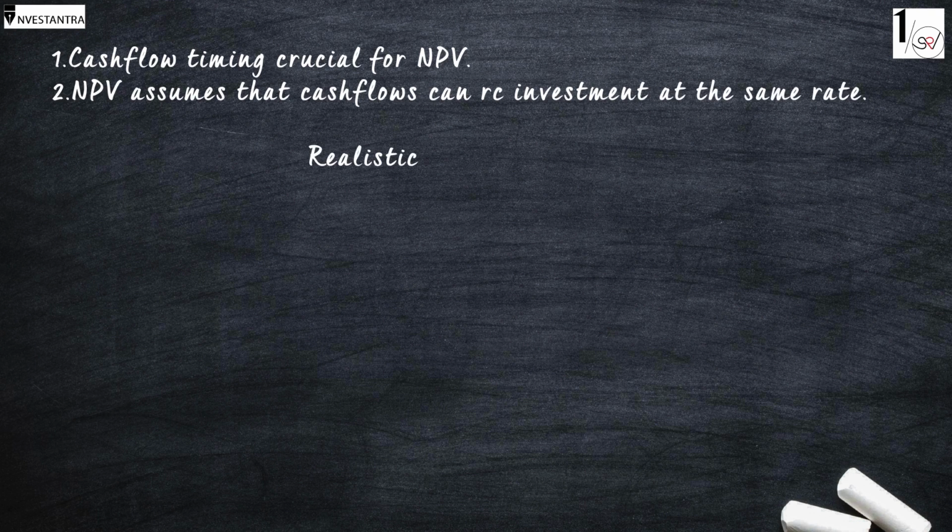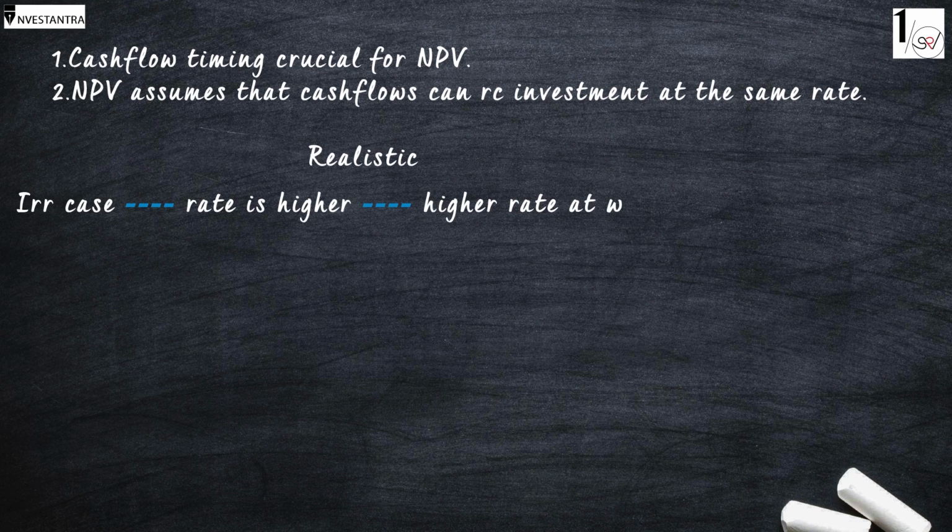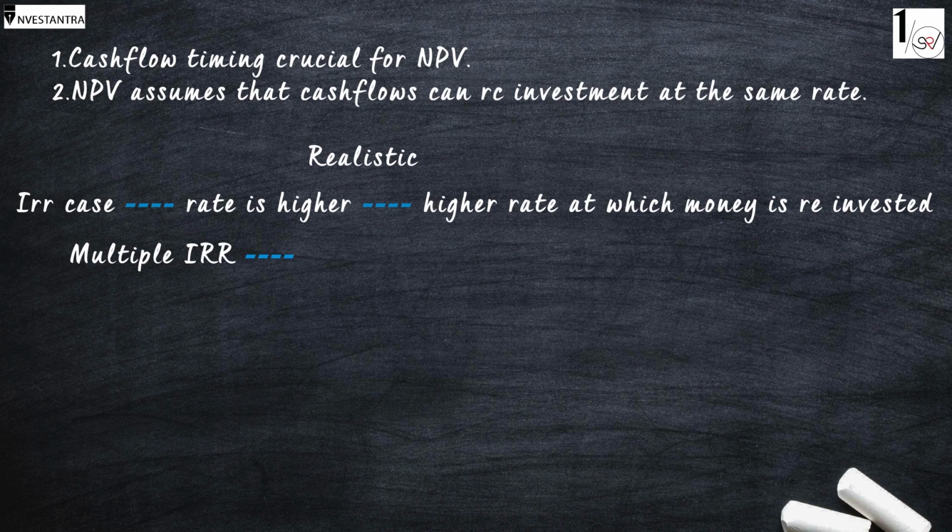Now, if I consider the IRR case, the rate at which money is reinvested is higher, right? Multiple IRR. What is this? This happens with unconventional cash flows, and there can also be a no IRR scenario. Same thing, unconventional cash flows.